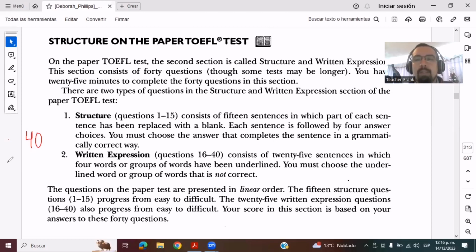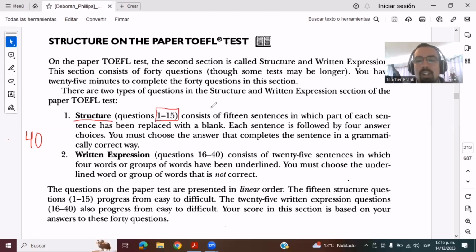The TOEFL test is approximately 2 to 3 hours, right? Around 2 hours and a half, more or less. 2 hours and 30 minutes of exam. And it's just no break, right? You just do it así de corrido, right? As they say. Okay. Now, the first part is the structure, and these are questions 1 to 15.